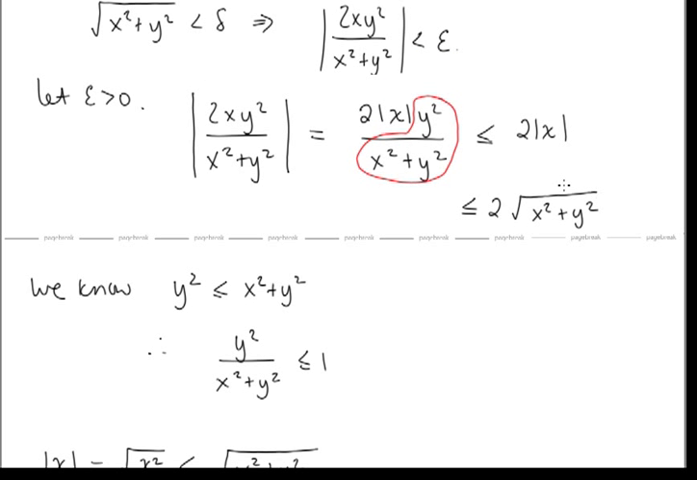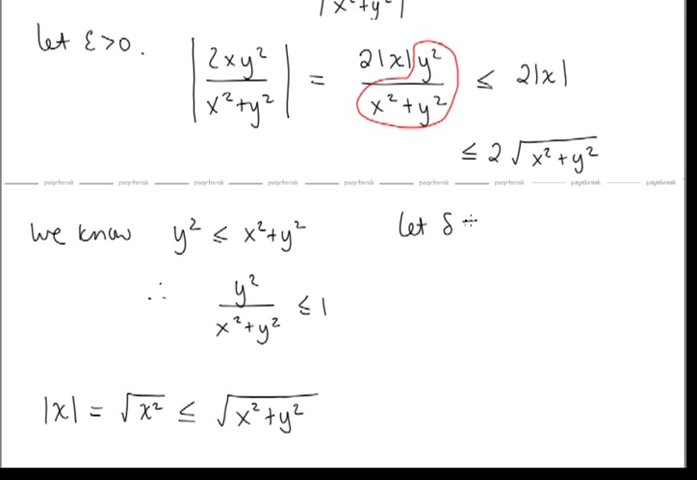Now remember where we're going with this. We want this to be less than epsilon. And in order to do that, we want to show that we can find a delta such that if radical x squared plus y squared is less than delta, then this is going to be less than epsilon. Well, if we let delta be epsilon over 2, then we know that this is going to be less than delta, which is epsilon over 2. And so we'll get from here less than 2 times epsilon over 2, which is equal to epsilon.